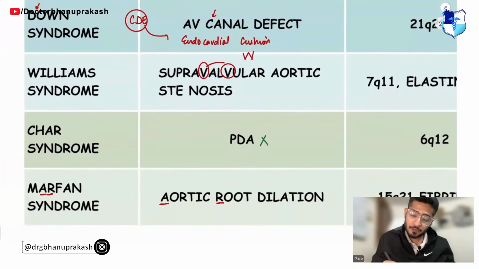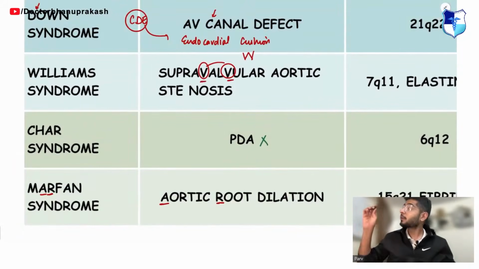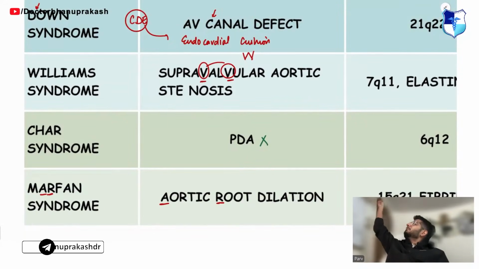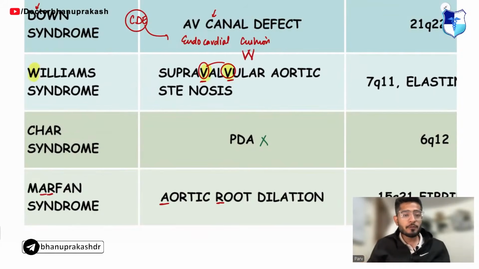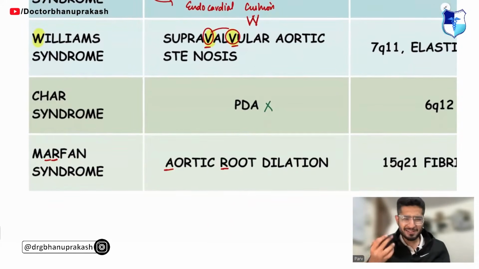Coming on to Williams syndrome. Just remember, it is supravalvular aortic stenosis and valvular aortic stenosis. So V and V coming together and forming a W. So remember, in Williams syndrome, you will have this V and V: supravalvular aortic stenosis.